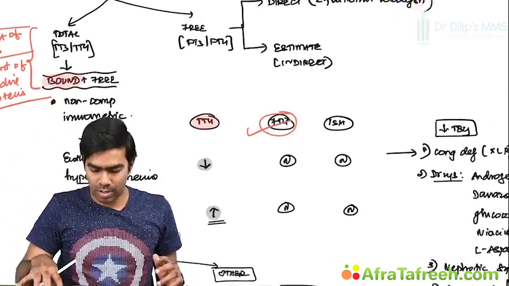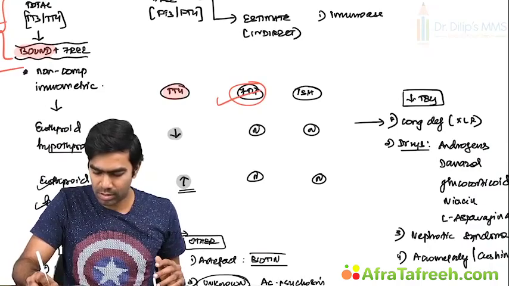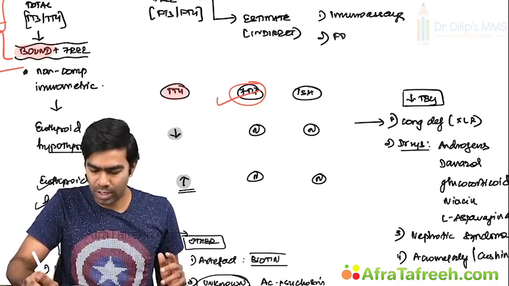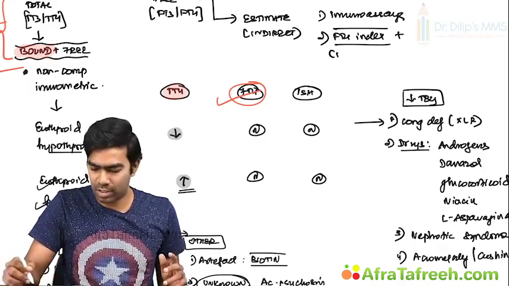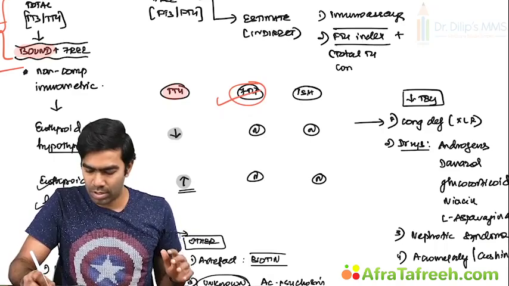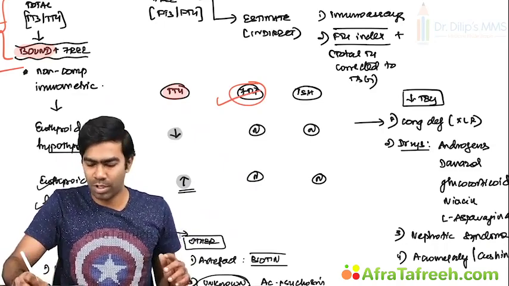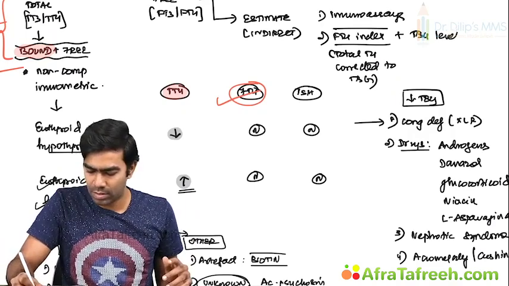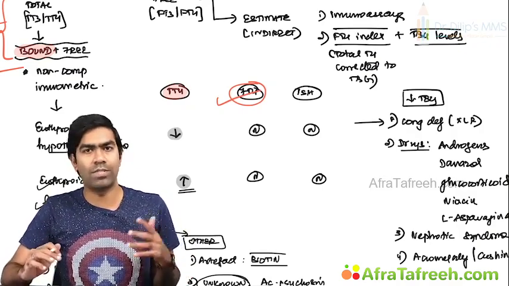There are 2 ways you can measure indirectly. One is obviously the immunoassays. Second, you can calculate something called a free T4 index. The free T4 index is nothing but the total T4 that is corrected to TBG. At the same time, you need to know the TBG levels also, the thyroid binding globulin levels as well. Fine, so these are the 2 principles of finding out the free T3 and T4 levels.